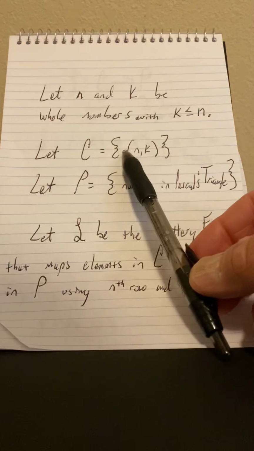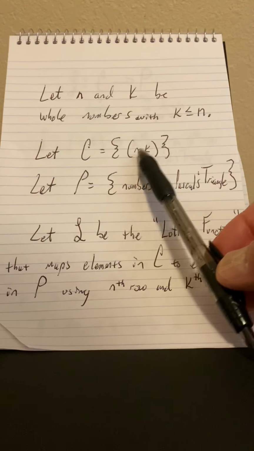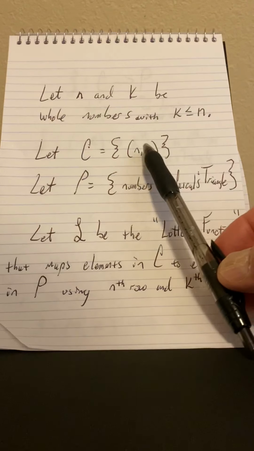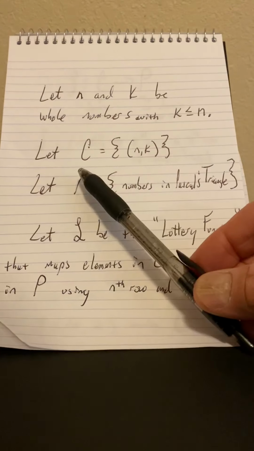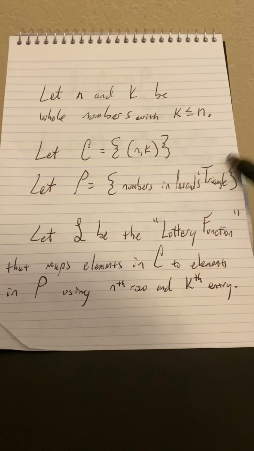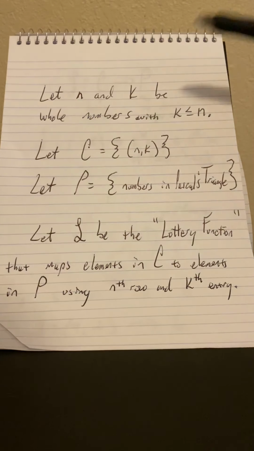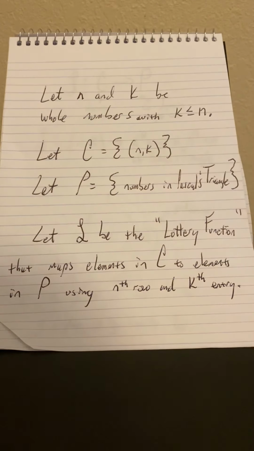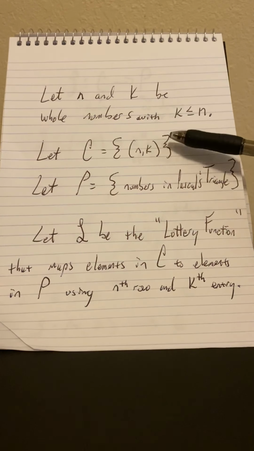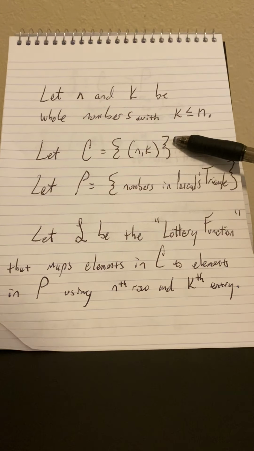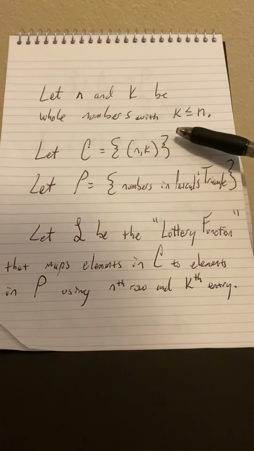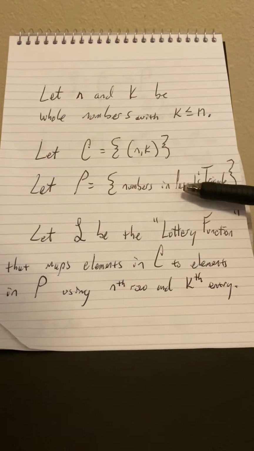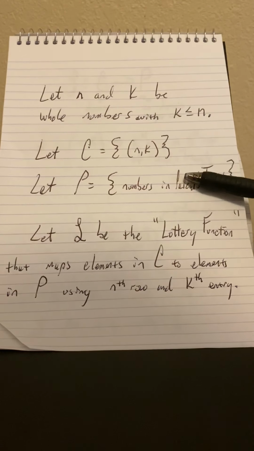So we're going to call this set of all the possible ordered pairs where these are whole numbers and k is smaller than or equal to n, we're going to call that set C. Then we're going to call set P all of the numbers that appear in Pascal's triangle. And we're going to talk about a mapping from this set to this set. That's what functions are. Functions take elements from a set called the input set or the domain and map them or transform them into elements that belong to some other set called the codomain.